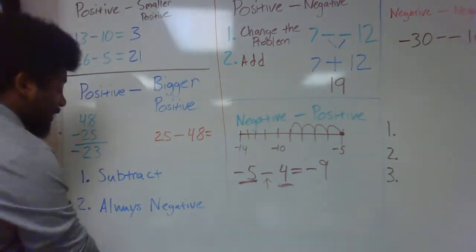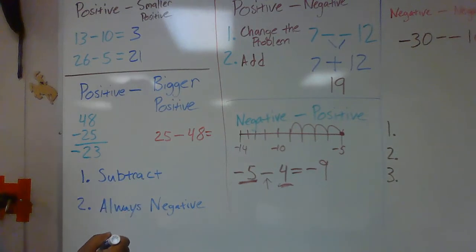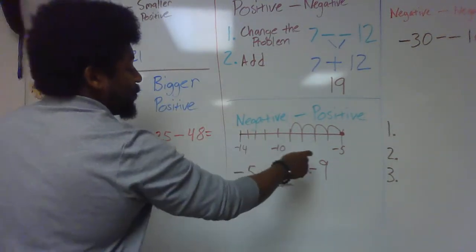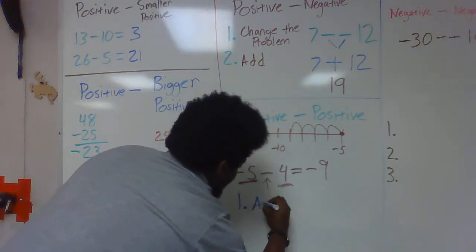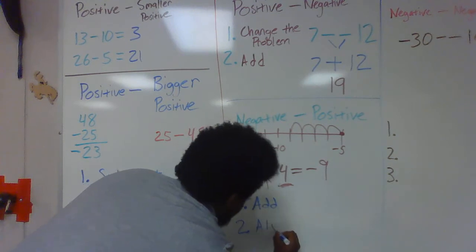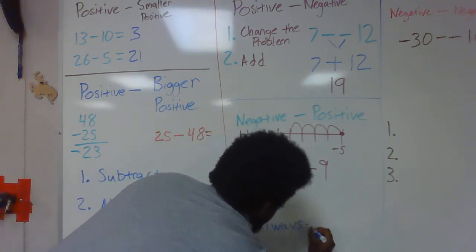The actual rules I give for a negative minus a positive, you need to actually add those two values. 5 plus 4 is 9. So you're adding these values and make sure that it is always negative.